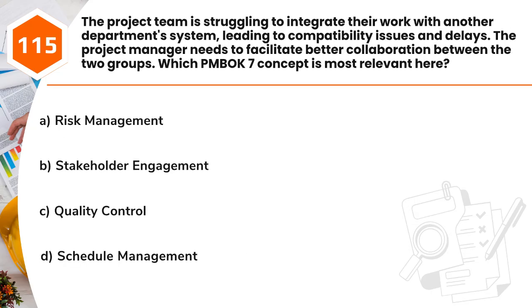Question 115. The project team is struggling to integrate their work with another department's system, leading to compatibility issues and delays. The project manager needs to facilitate better collaboration between the two groups. Which PMBOK 7 concept is most relevant here? A. Risk management. B. Stakeholder engagement. C. Quality control. D. Schedule management.